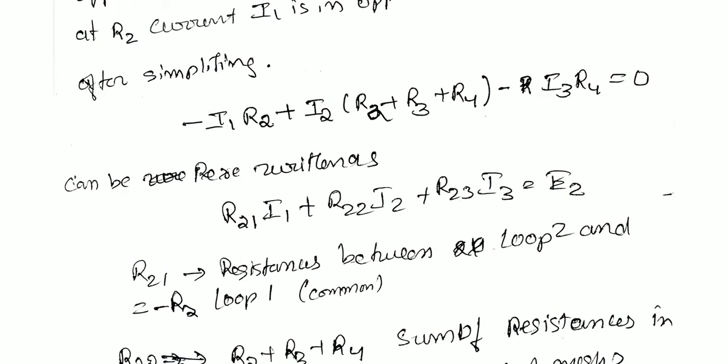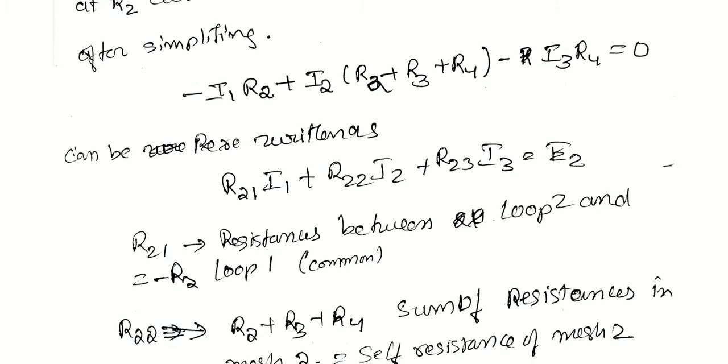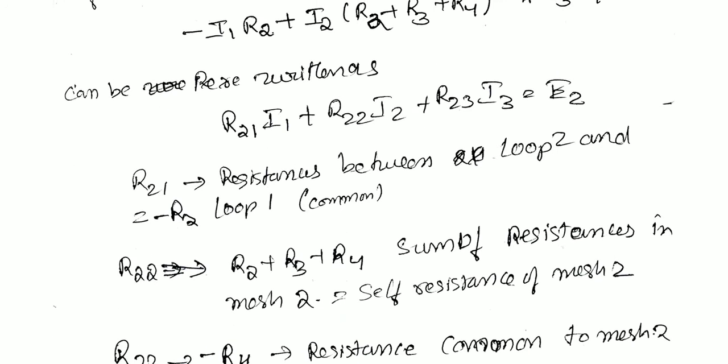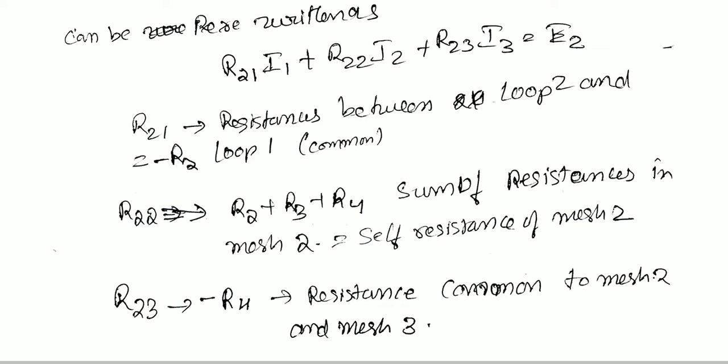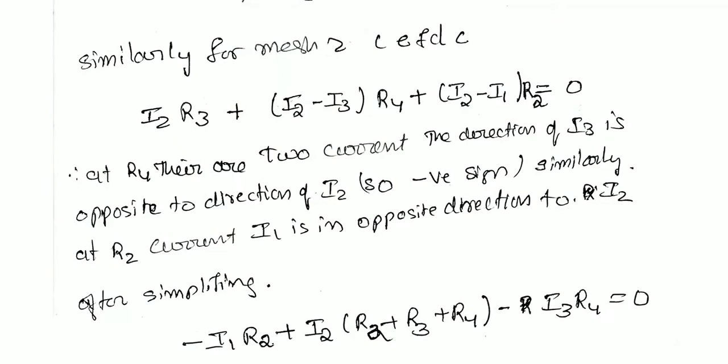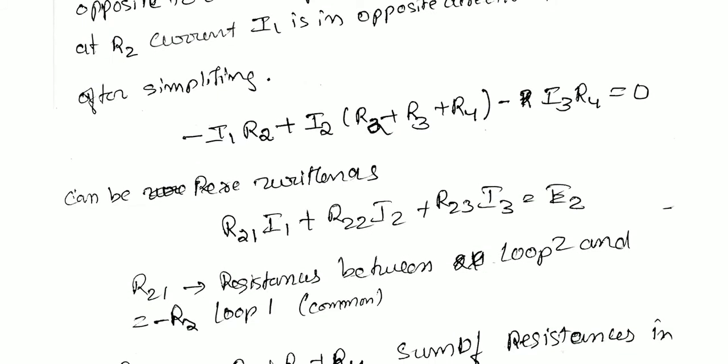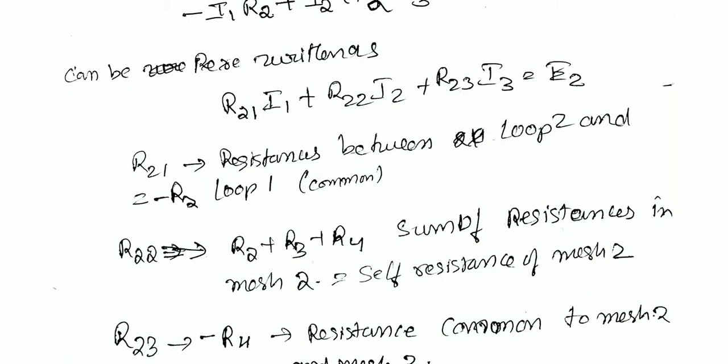Okay. So now let us write in the standard form: R21 into I1 plus R22 into I2 plus R23 into I3 is equal to E2. So three variable currents are there, I1, I2 and I3, and we can write in this fashion. What is the resistance present at I1 here? Minus R2. So this is minus R2.